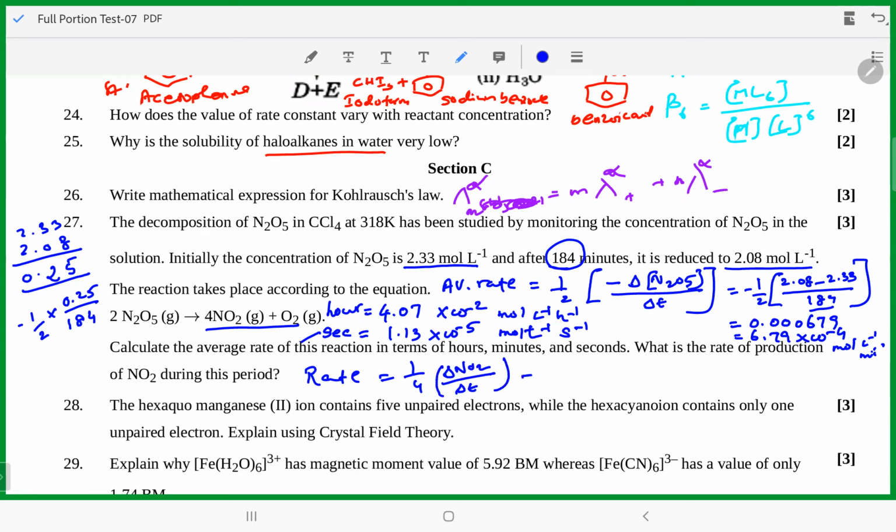Then we know the rate value. What is the rate value per minute? It becomes 6.79 × 10^-4. Multiplied by 4, that is delta NO2 by delta T. So what happens when we multiply by 4? It becomes 2.72 × 10^-3. When we found the average rate 6.79 × 10^-4, the NO2 formation is 4 times that. So 6.79 × 10^-4 into 4 gives 2.72 × 10^-3 moles per liter per minute. So this will be the rate.